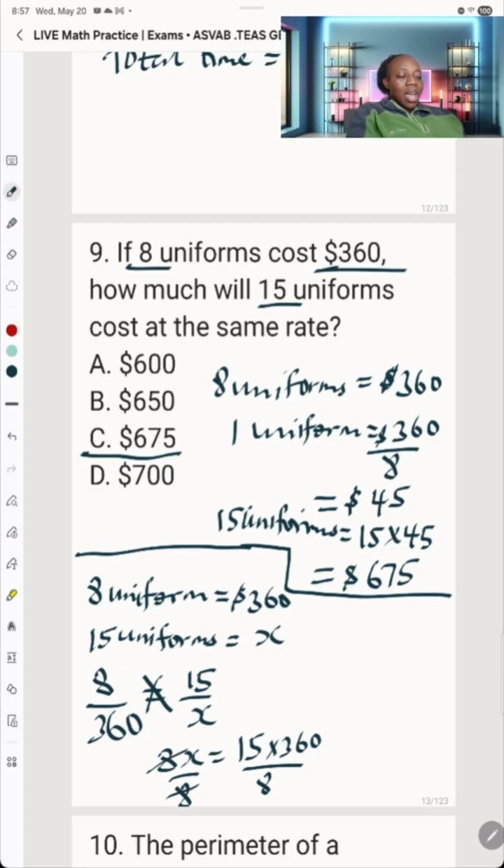Let's see. How many 8 in 36? 8 in 36, that would be 4. That's 32, right? Remainder 4. Take the 4 to 0, that would be 40. How many 8 in 40? That would be 5. Then this 8 is gone. What do we have there? 45 multiplied by, so that's 15 times 45. And that would be 675. So which is still the same.